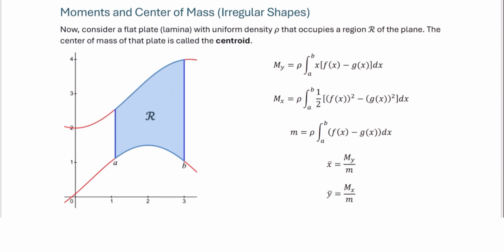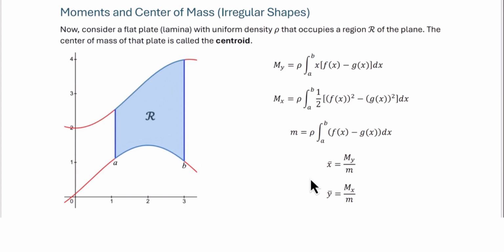Let's now consider a flat plate or lamina with uniform density that occupies a region of the plane. We'll find the center of mass of this plate, also known as the centroid. If you haven't watched the previous intro videos for center of mass, please go back and do that and then come back to this video.